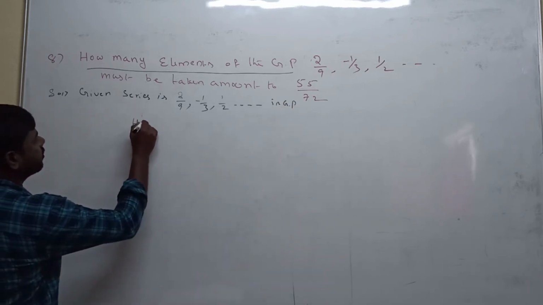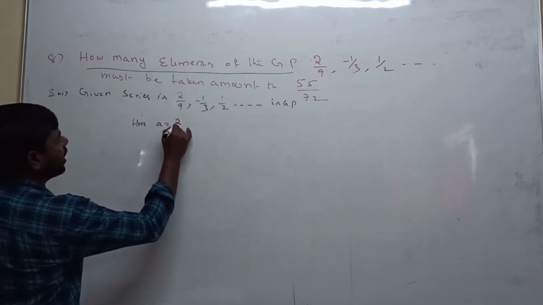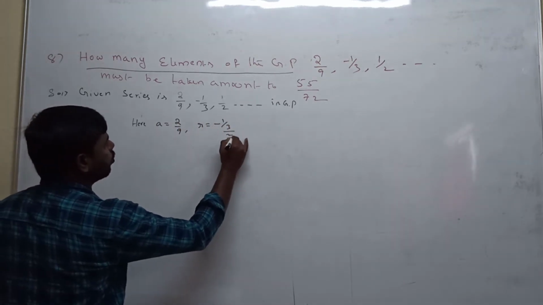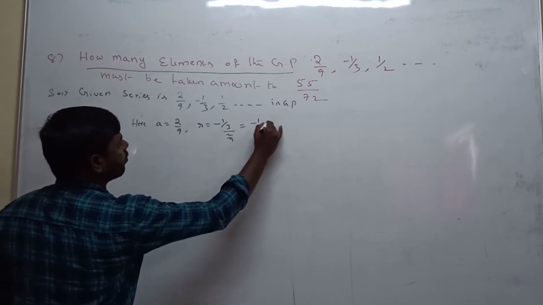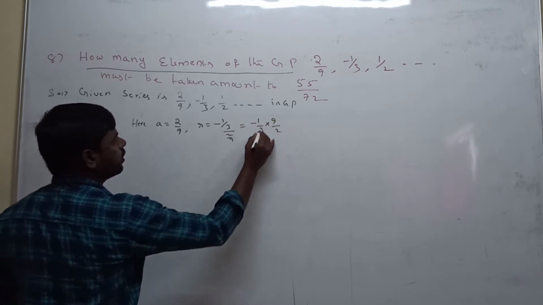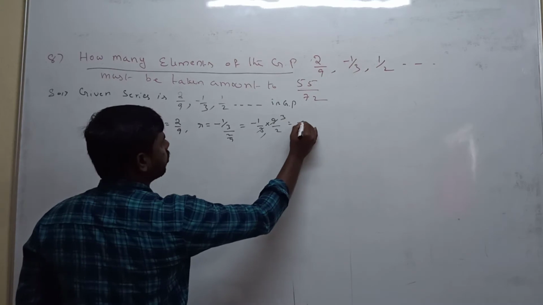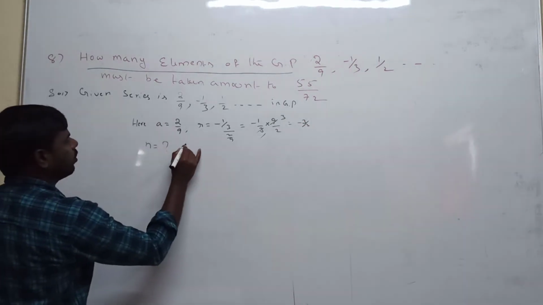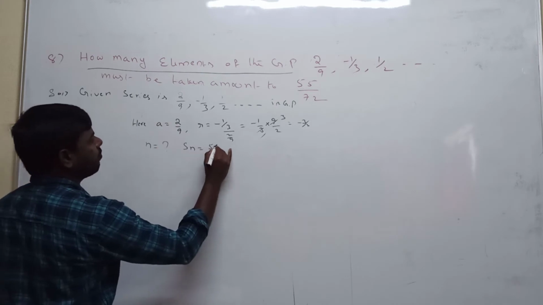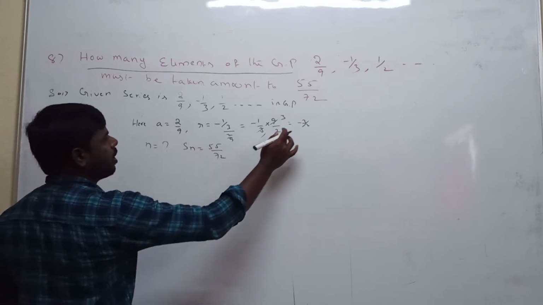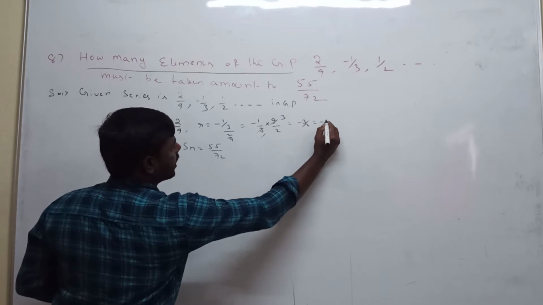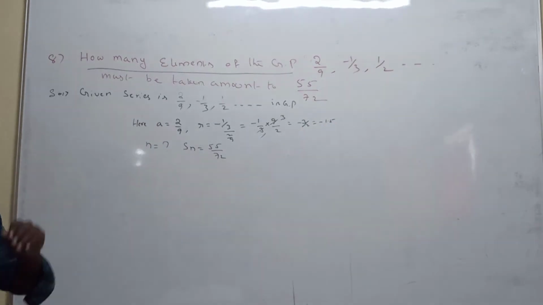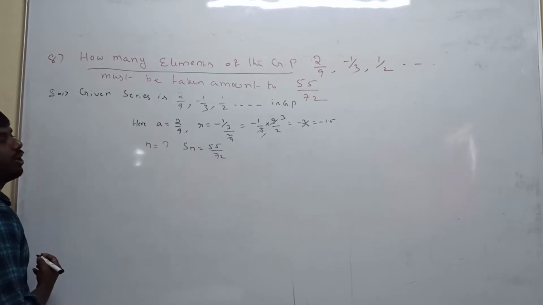Here a is equal to 2/9, and the common ratio is (-1/3) divided by (2/9). That is -1/3 times 9/2, and 3 ones are 3, so r is equal to -3/2. Next, to calculate the n value, they have given the total sum 55/72. The ratio is negative, it is -1.5. So which form is applicable? The first form is applicable because of the negative value.